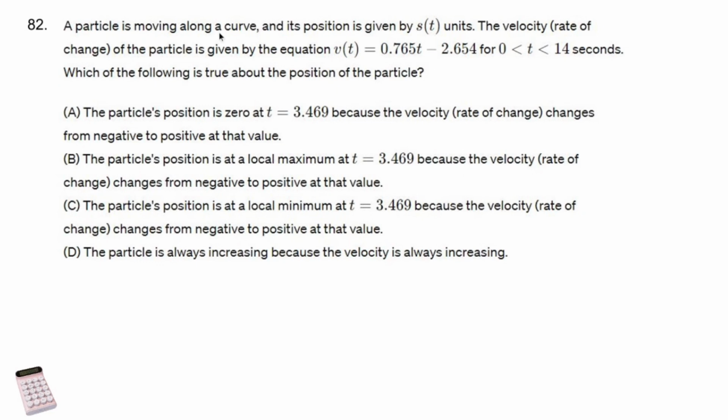A particle is moving along a curve and its position is given by s of t units. The velocity, also known as the rate of change of the particle, is given by the equation v of t equals... for t between 0 and 14, but not including. I probably could have included those, but it doesn't make a difference. Which of the following is true about the position of the particle?